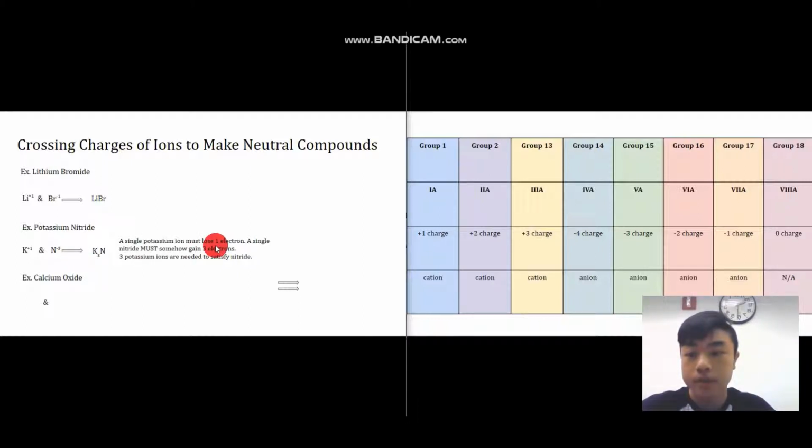So our formula will just be K3N because there's going to be 3 potassium ions that are going to give up those 3 electrons. That one nitride is able to gain those same 3 electrons.